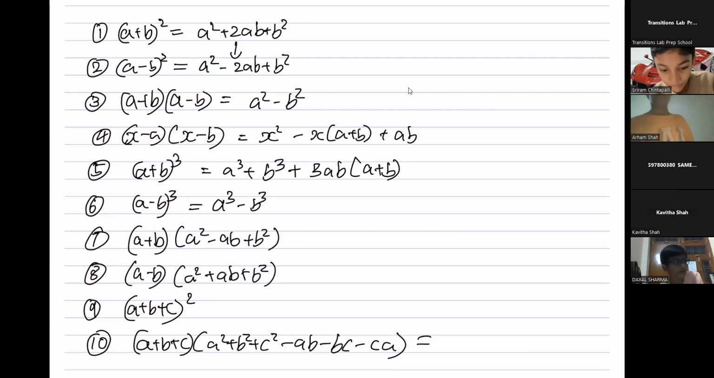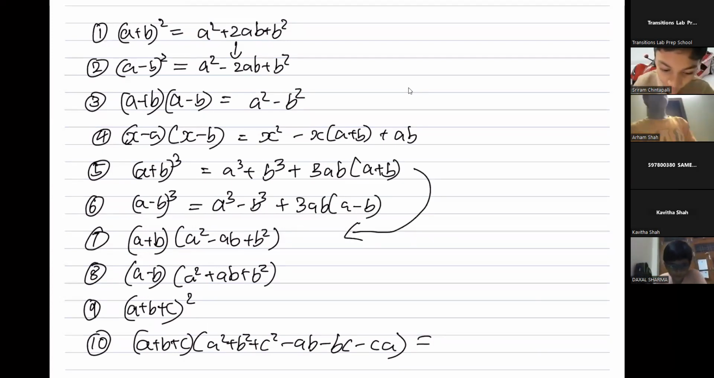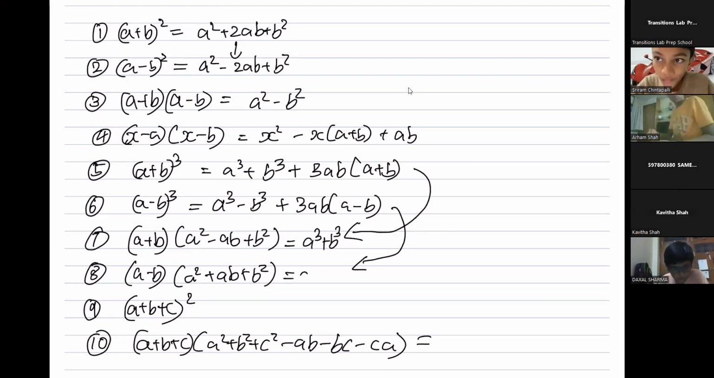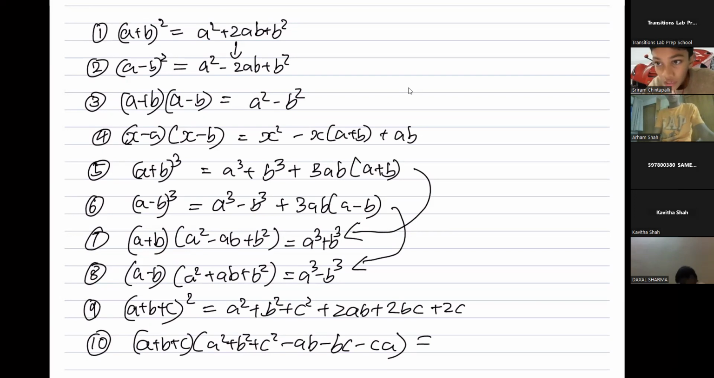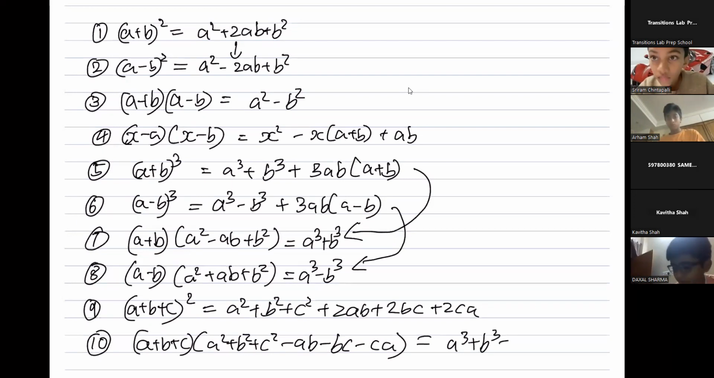Okay. Yeah, a cube minus b cube plus 3ab times a minus b. Again, notice these are the equations that are proofs for 7 and 8. Okay. This is a square plus b square plus c square plus 2ab plus 2bc plus 2ca, and finally we have a cube plus b cube plus c cube minus 3abc. Okay, on the LHS I have written the factorized state, and on the RHS I have written the simplified state.